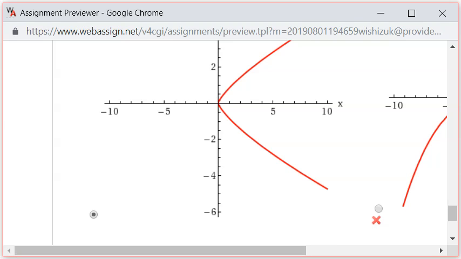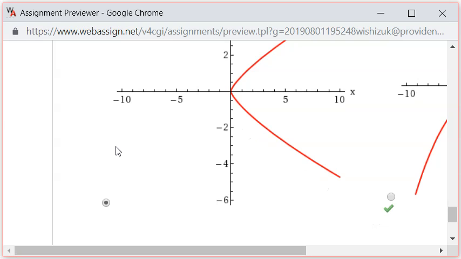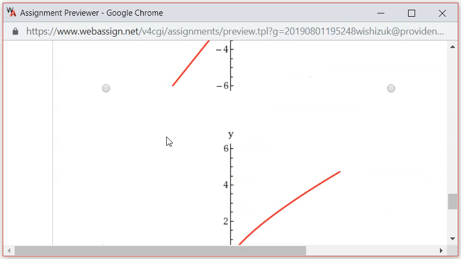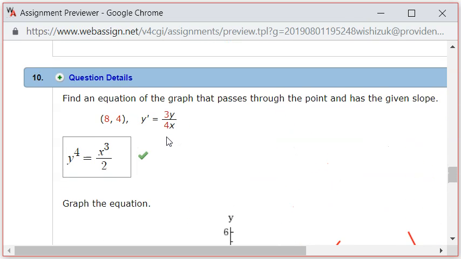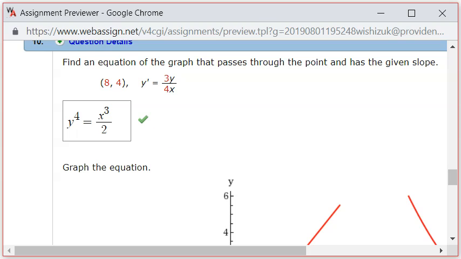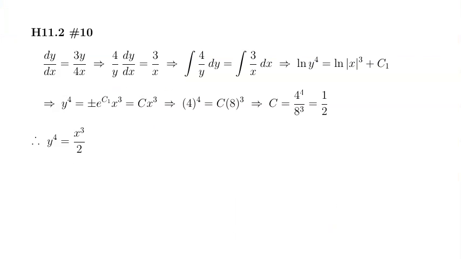Let's check the answer. I came back and it looks like we got this one correctly as well. That's it. I hope that this was clear.